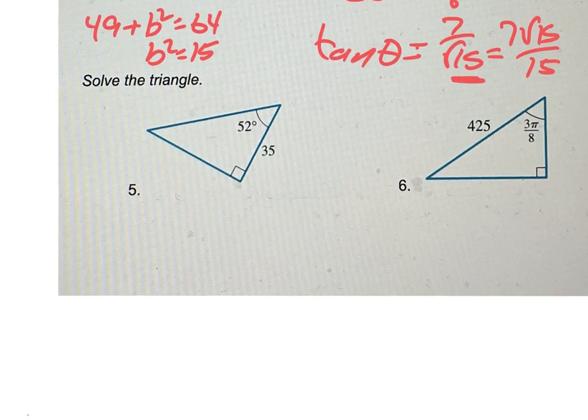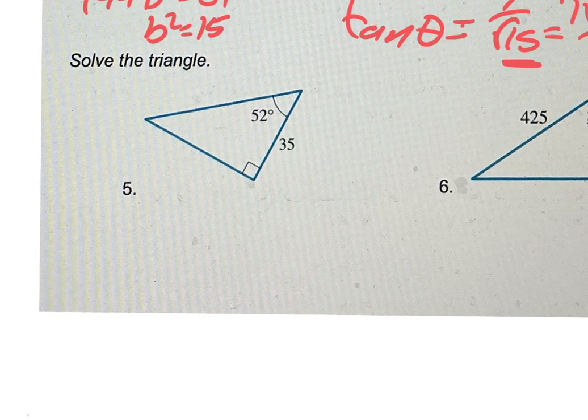Number 5 and 6. Solve the triangle means you've got to find everything that's missing here. So the first thing I know, just by looking at it, is this angle right here has got to be 38 degrees, because all three angles have to add to 180. Now I'm going to put H on that side for our hypotenuse and just put an X right there.